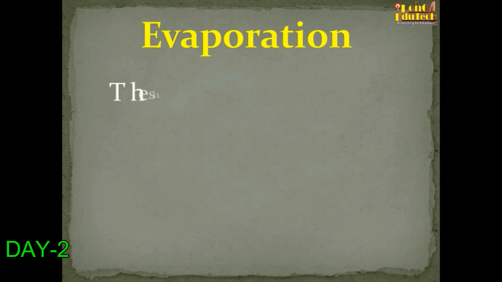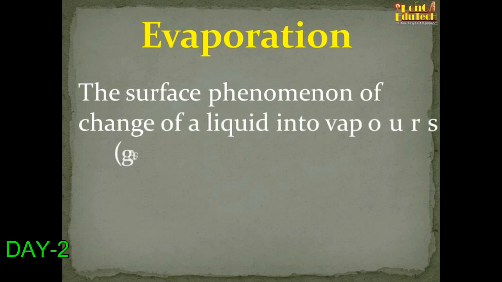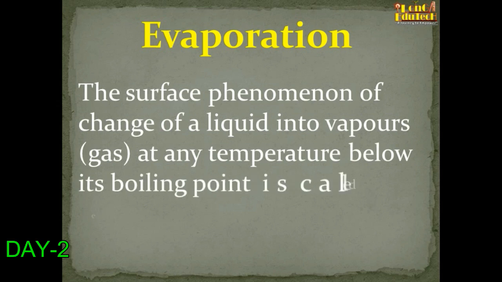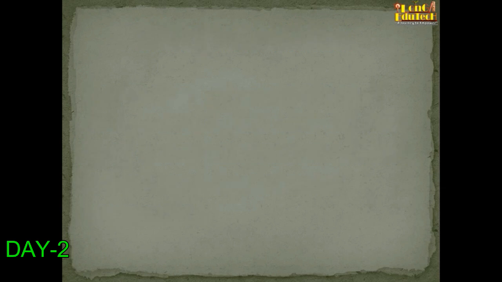Let's see now. It is the surface phenomenon of the change of a liquid into vapor, that is gas, at any temperature below its boiling point, and it is called evaporation. Evaporation can take place at any temperature below its boiling point, that is, the liquid changes into vapor, the gaseous state. That's called evaporation. Got the point? Yes, more on the topic we'll discuss, no problem.